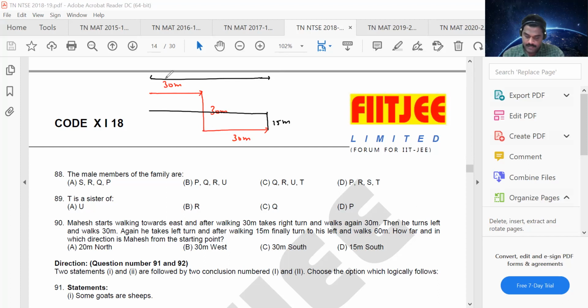Now the question is, how far and in which direction is Mahesh from his starting point? From his starting point, this man has traveled a distance of 15 meters towards which direction? This is south, right? So my answer is 15 meters south. Moving on to the next paper.